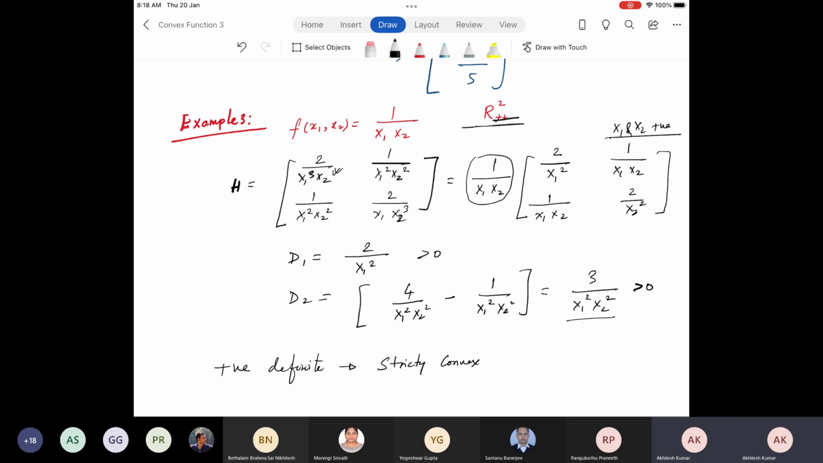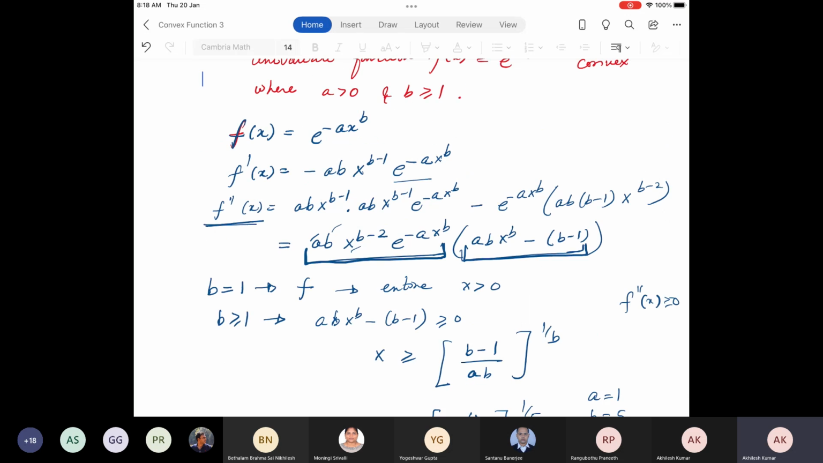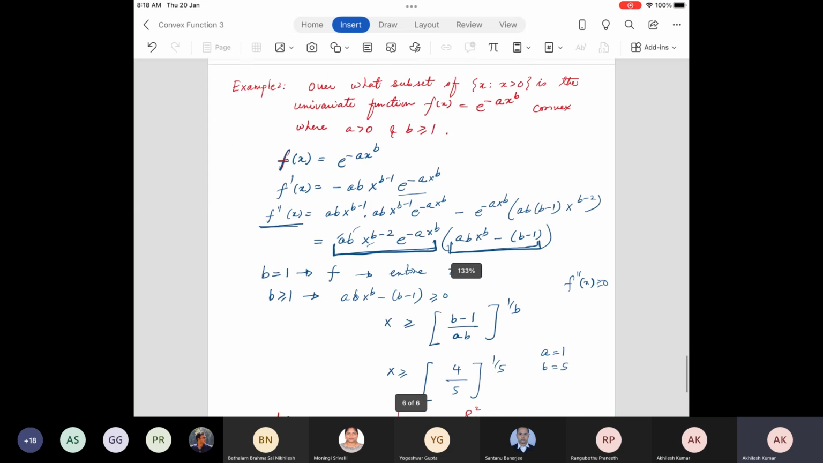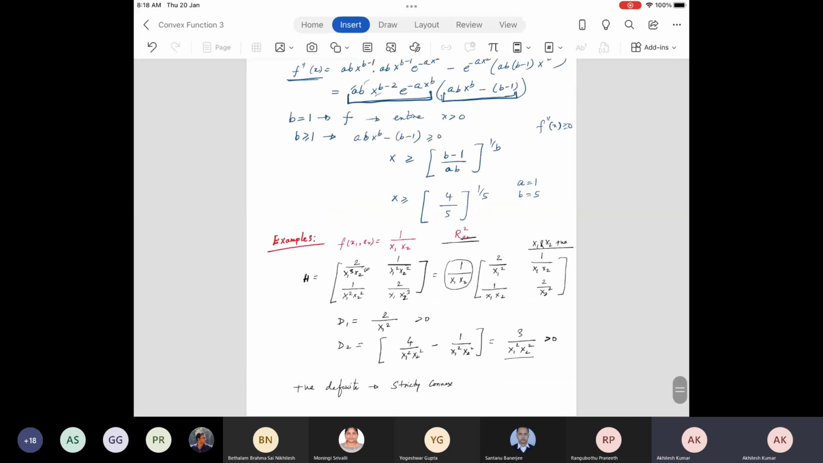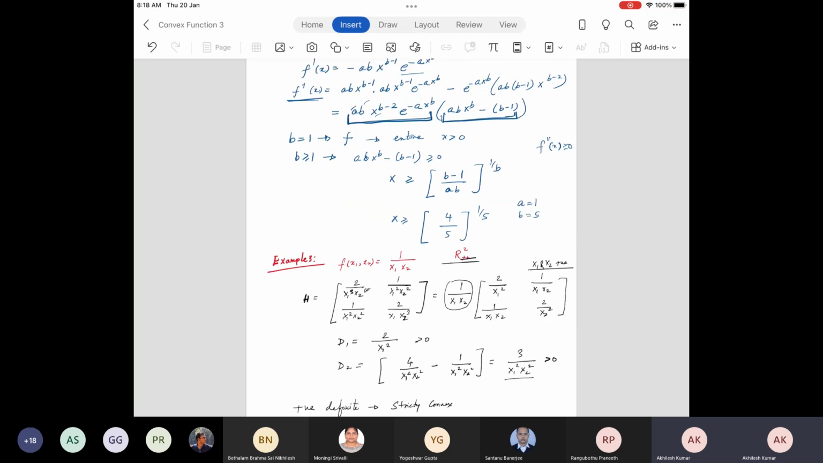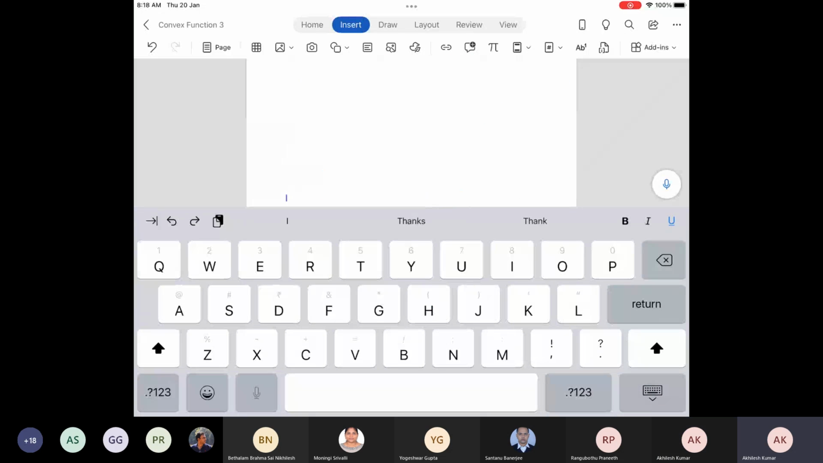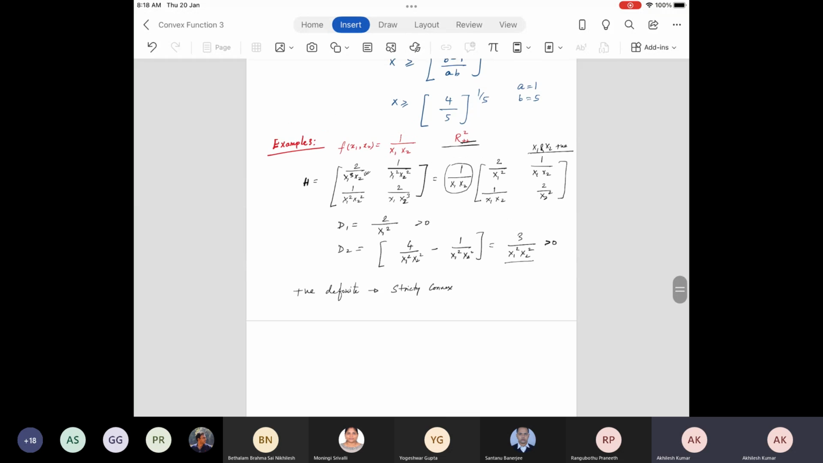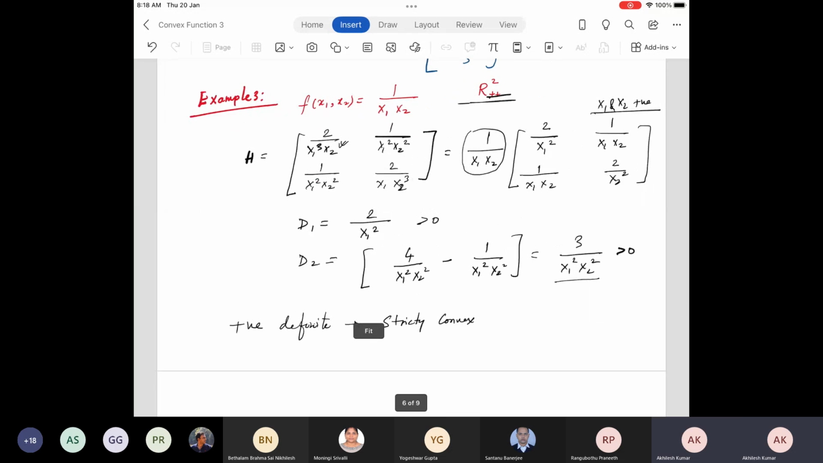Does this make sense? क्या हो गया? Page. Yeah. So is it convex or strictly convex?